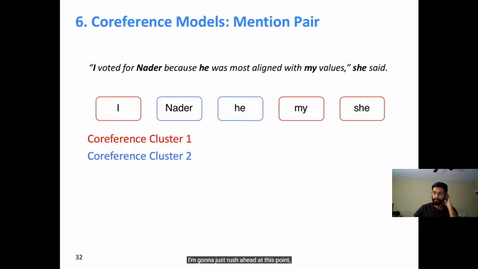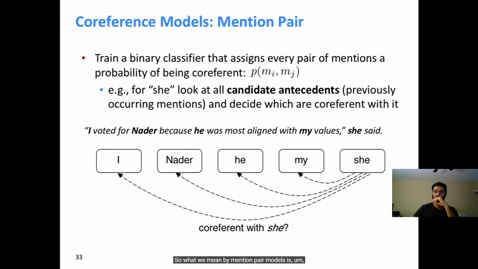Notwithstanding that, I'm going to just rush ahead at this point and tell you about some of the statistical and neural algorithms that have been used for coreference resolution. So the simplest form of algorithm that's commonly used is what is called mention pair models. What we mean by mention pair models is we are going to take pairs of mentions and train a binary classifier that says is coreferent or isn't coreferent.